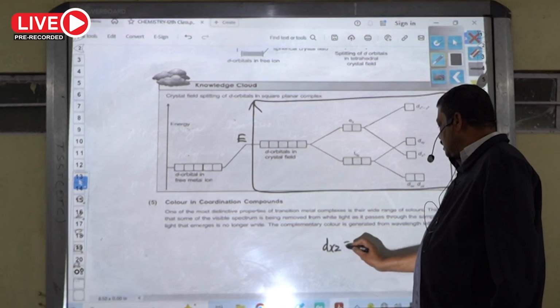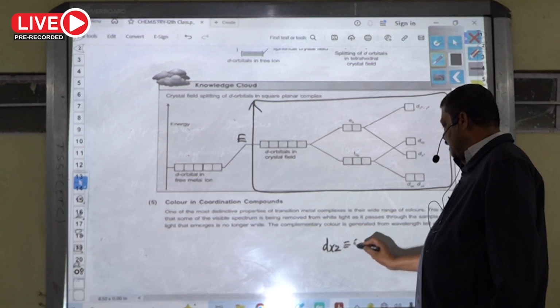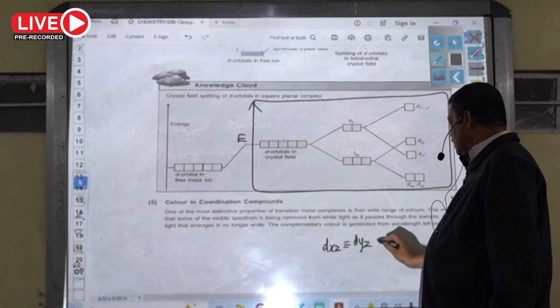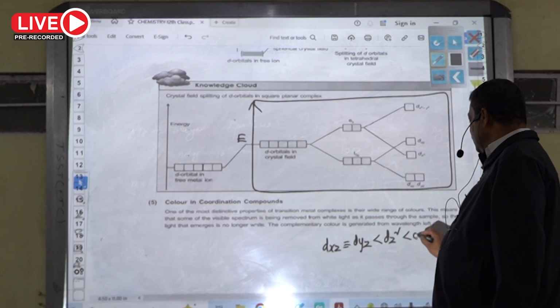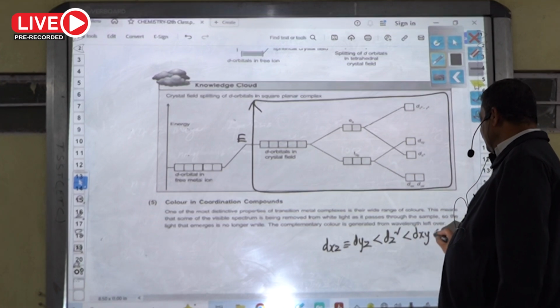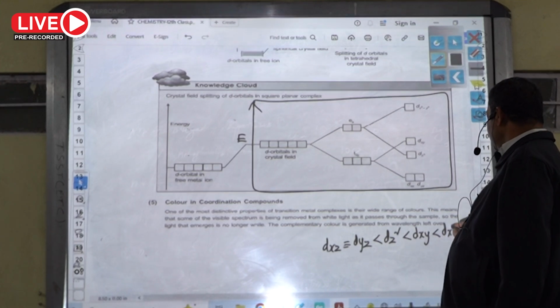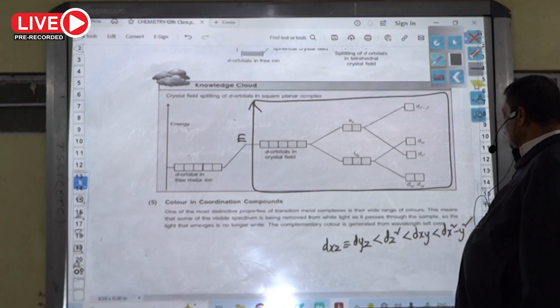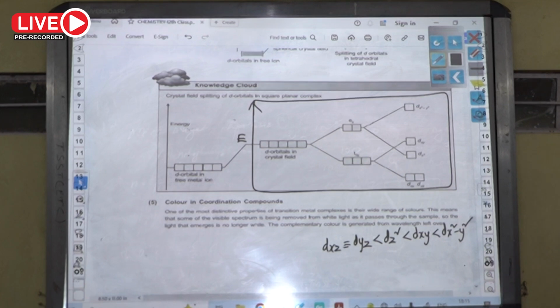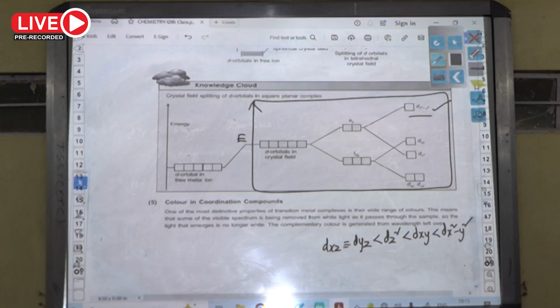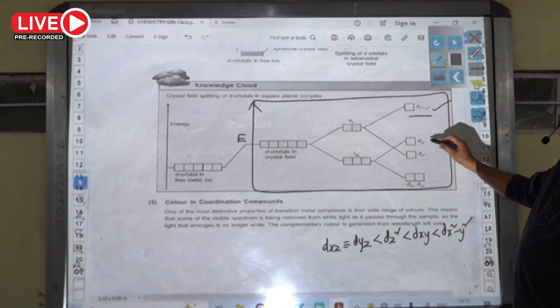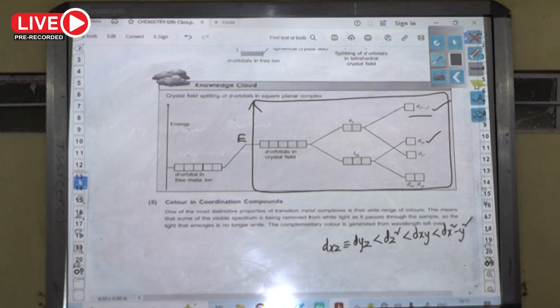dxz is equal to dyz, less than dz square, less than dxy. This is the increasing order of energy. Highest energy is for dx square minus y square. The next highest energy is dxy.